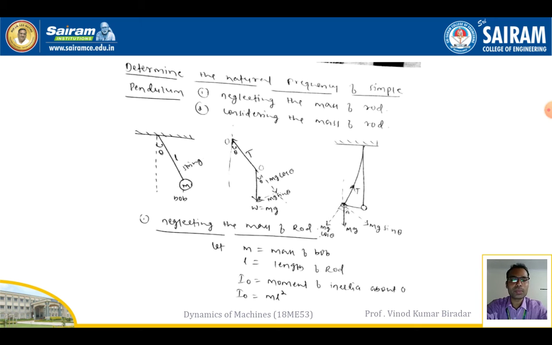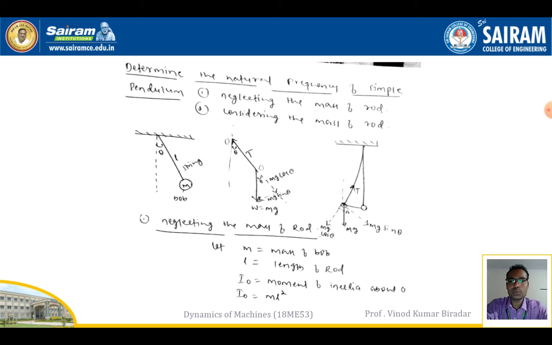The first problem they may ask is like this: determine the natural frequency of the simple pendulum. Here the simple pendulum system is given, and they consider two cases. The first one is neglecting the mass of the rod, and the second one is considering the mass of the rod. Taking these two cases to find the natural frequency, let us understand the first.